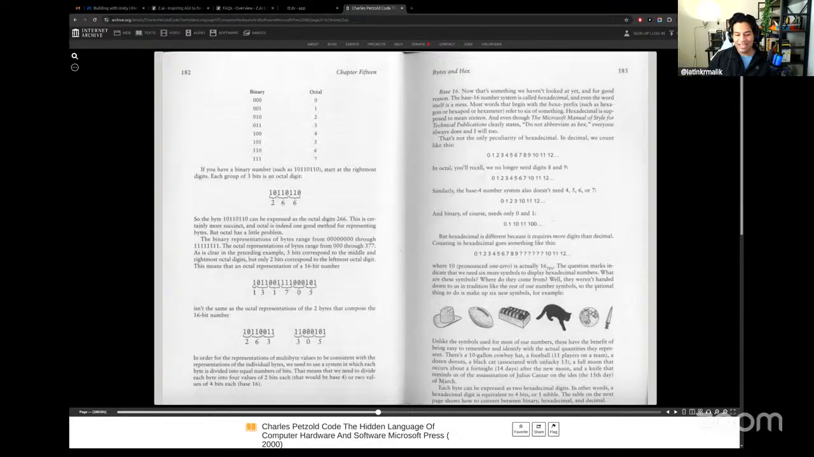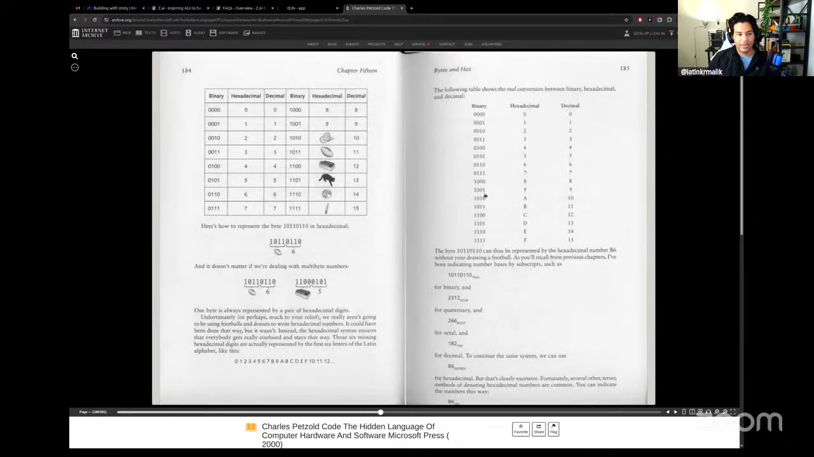Each byte can be expressed as two hexadecimal digits. In other words, a hexadecimal digit is equivalent to 4 bits or 1 nibble. The table on the next page shows how to convert between binary, hexadecimal, and decimal. And this is something I remember doing a lot of rote learning and cramming for. But I think we know that 0000 is 0 in decimal, 0 in hexadecimal, and so on.